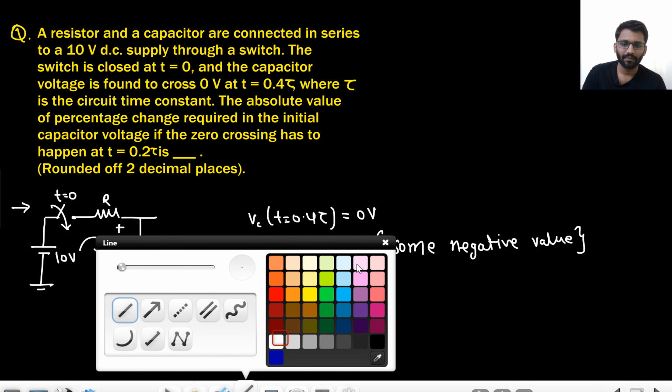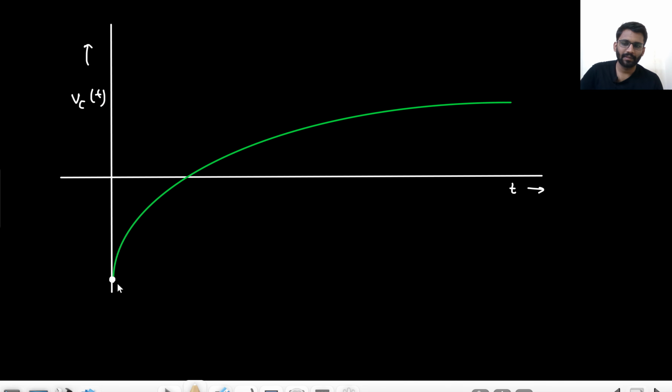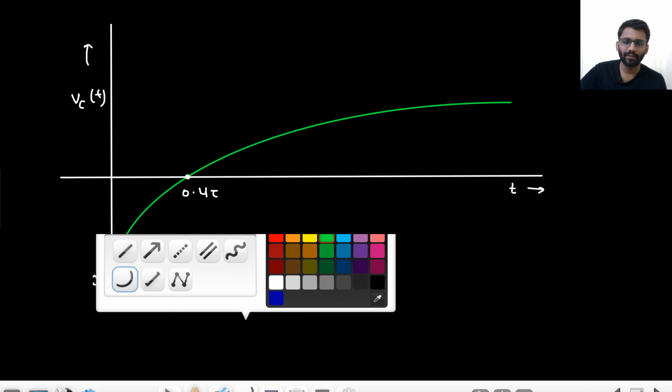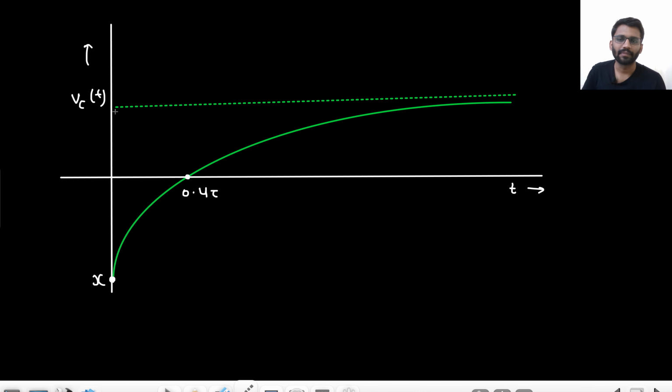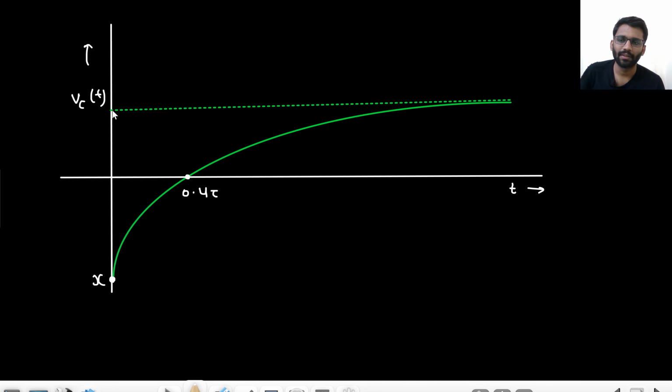Now I can draw it more clearly here. It will start from some point and go up to 10 volt. Let me pause and make it. Okay, so this is the graph. You start from some negative value x, and you get 0 voltage at 0.4τ. Then you reach the steady state, which is 10 volt. This is not a matter of concern.